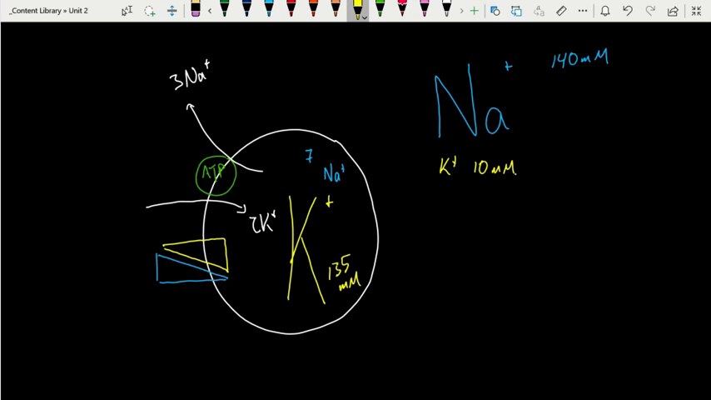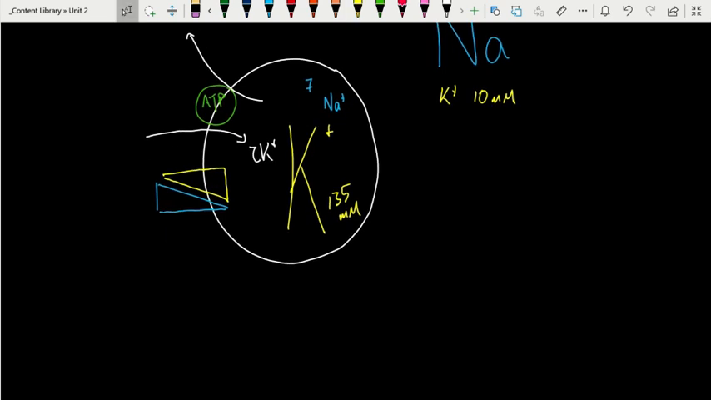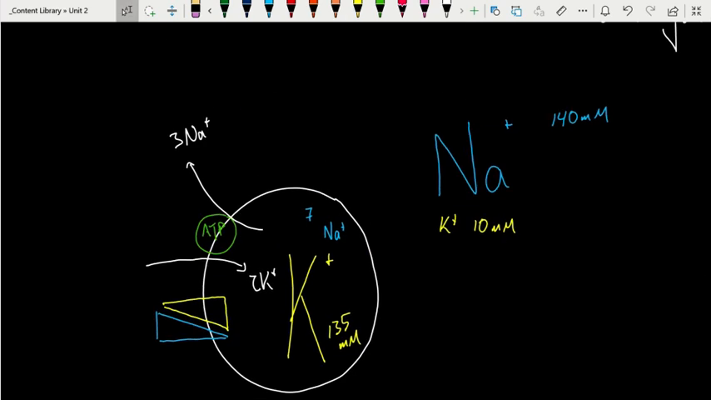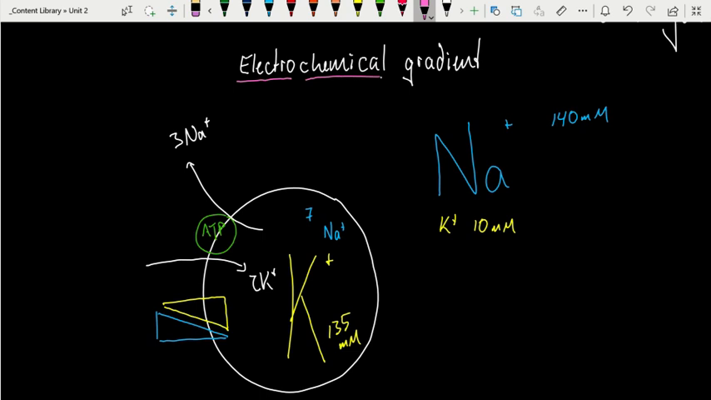Now, there's one thing when we talk about gradients that's also essential to know. If we're talking about a charged particle, we want to understand and define the term electrochemical gradient. The electrochemical gradient has two components to it, the electrical part and the chemical part. We've just defined the chemical gradient, right? The concentration of the chemicals, high on the outside or high on the inside.